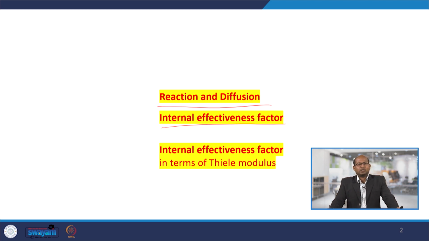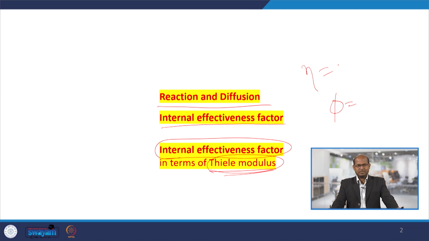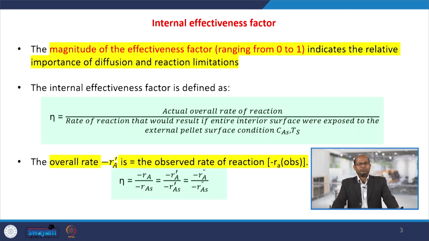Now we have also expressed the Thiele modulus, that is phi, in terms of other parameters. So now we express the internal effectiveness factor in terms of the Thiele modulus: the Thiele modulus is expressed as phi and the internal effectiveness factor is expressed as eta. So what is the effectiveness factor, or internal effectiveness factor?